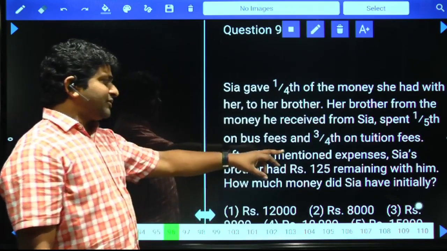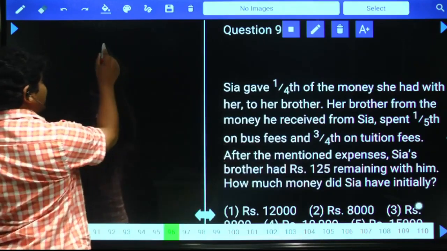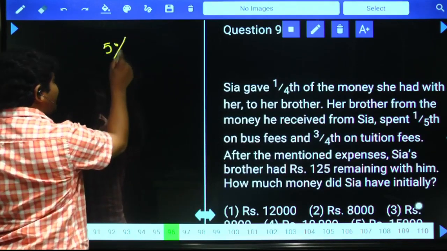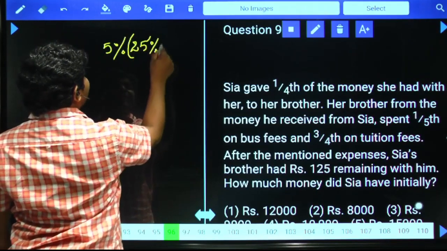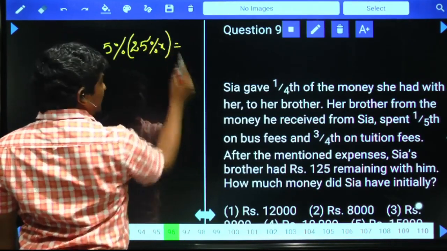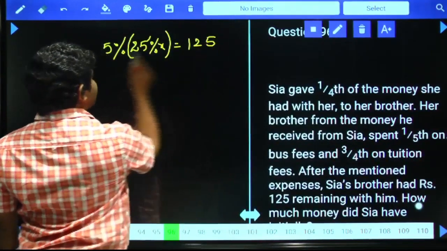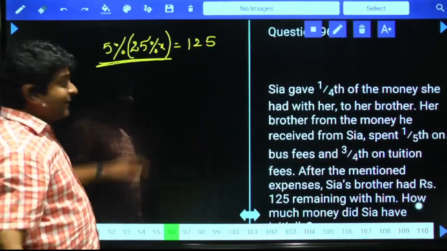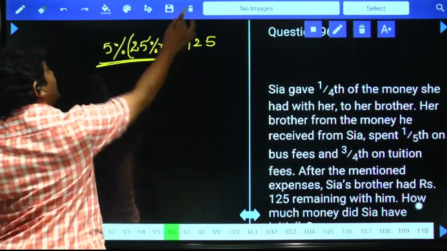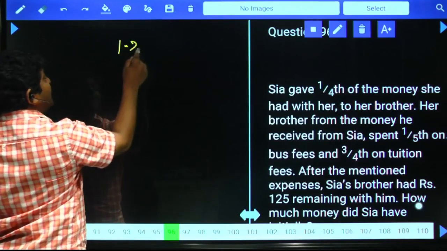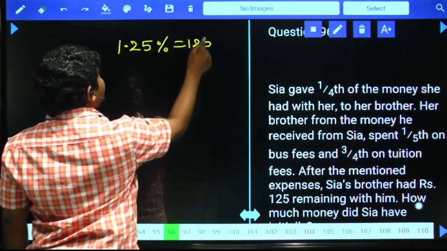After all the mentioned expenses, Sia's brother had 125 rupees remaining with him. So 5% of 25% of X is equal to 125. Now you can directly calculate 5% of this number. 10% is 2.5, 1% is 1.25. So directly you can treat 1.25% as equal to 125 rupees.